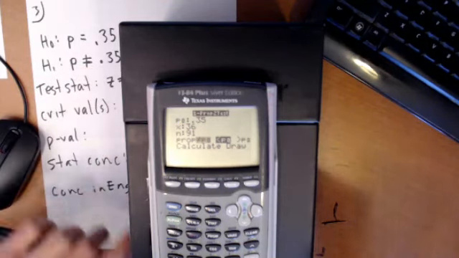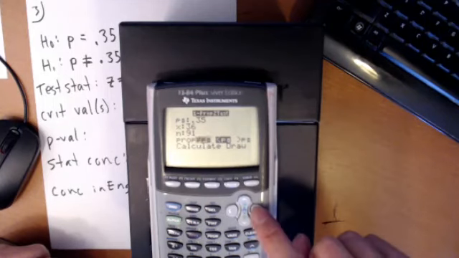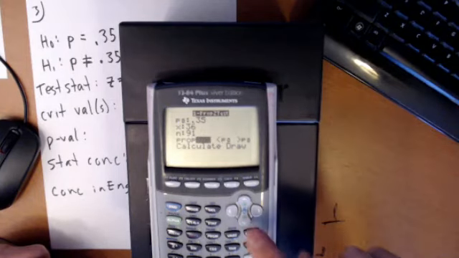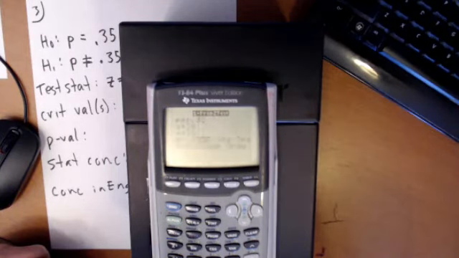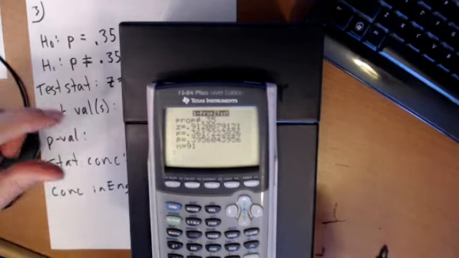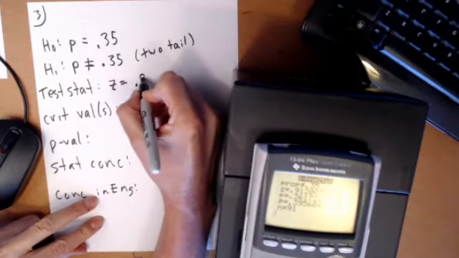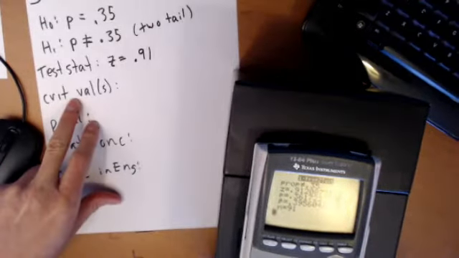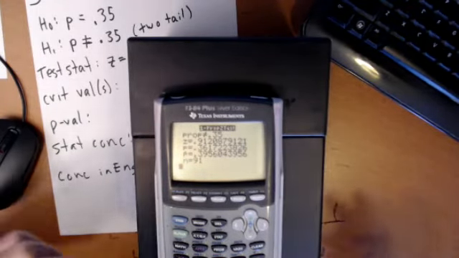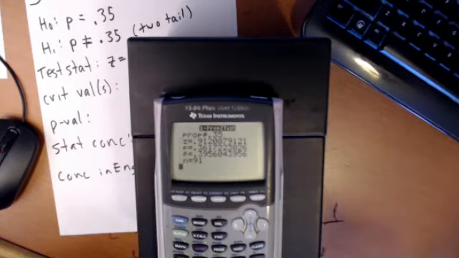Then look at your alternative hypothesis. It's the does not equal symbol. You see how we have to choose either does not equal or less than or greater than. So choose does not equal, enter. Then slide down to Calculate and hit enter. It gives us a Z value of 0.912, so I'm just going to call it 0.91. Critical values, I'm going to come back to that later. The P value, not the P hat, is 0.3617.